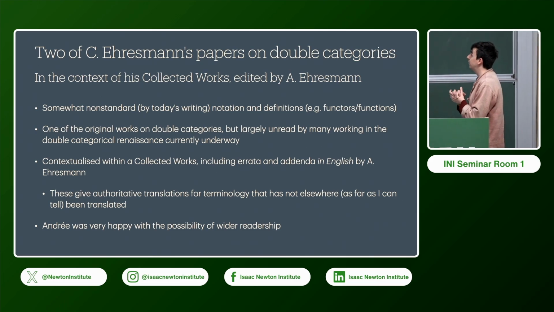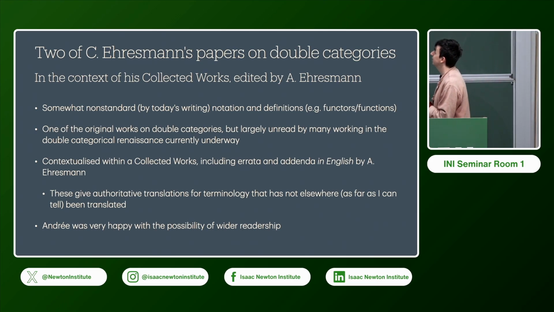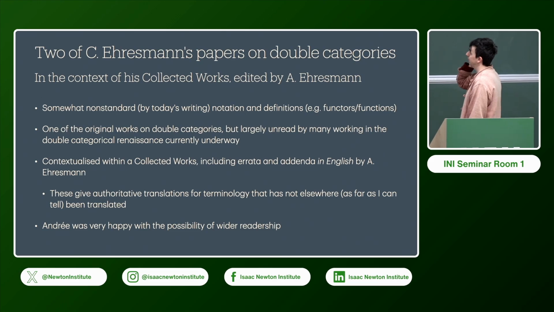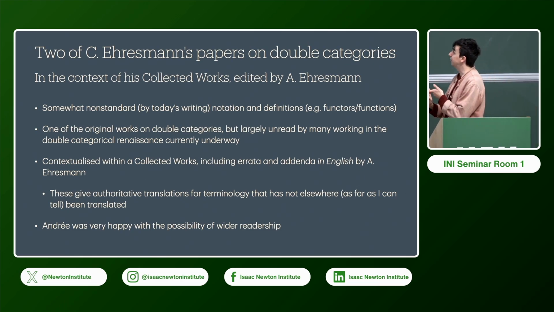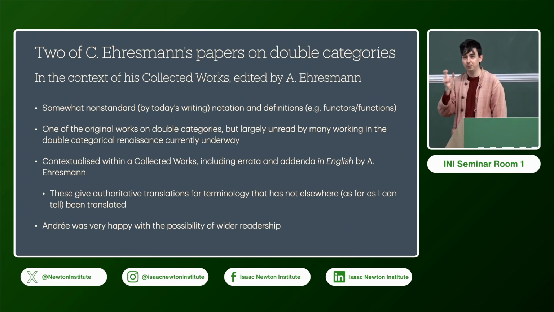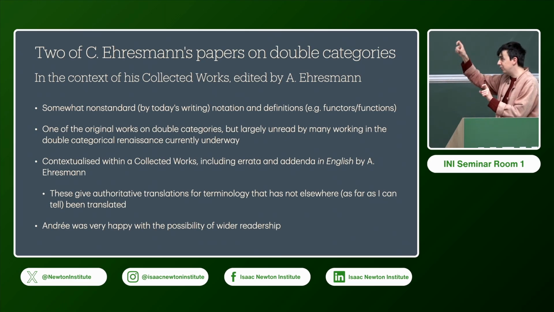So Andrée asked me if I would be interested in translating this and a small companion paper that goes along with it. But what's been really exciting is not only can I talk to Andrée about this, this paper was actually republished. Andrée edited together a collected works of Ehresmann, which includes an errata and addenda in English. So it has a bunch of corrections, and also a bunch of footnotes in English explaining things. And this has been invaluable because there is so much terminology within this paper which has never been translated because other approaches to double categories were picked up instead.